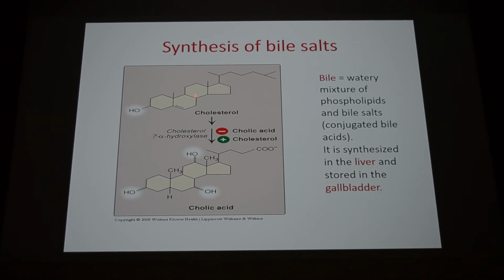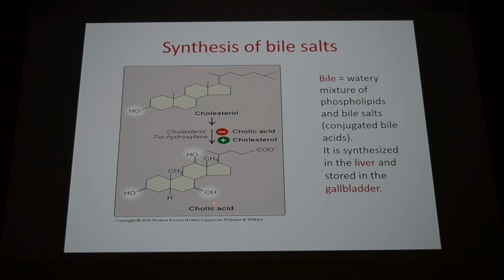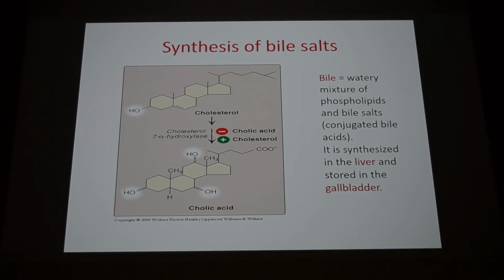So the cholesterol, as I said, is the precursor. By hydroxylation reaction, we obtain cholic acid, and this reaction is inhibited by the product, which is cholic acid, and it's stimulated by the substrate, which is cholesterol. Now, you know very well that bile is a mixture of phospholipids and bile salts, and it is synthesized in the liver and stored in the gallbladder.